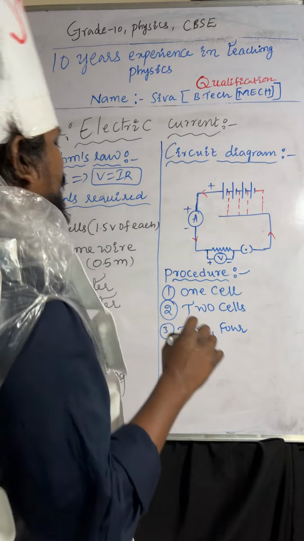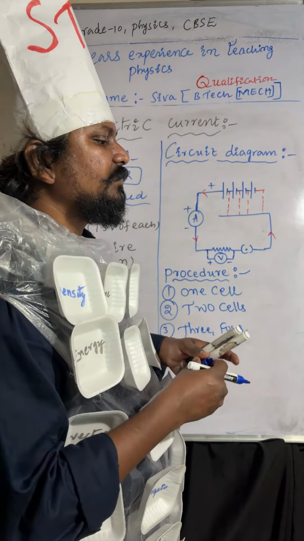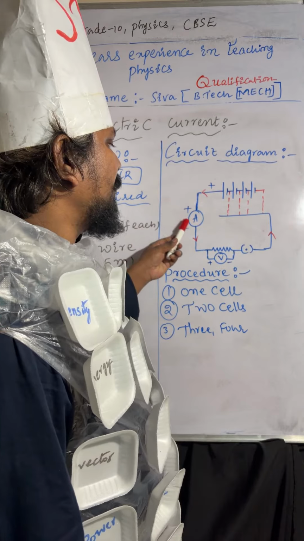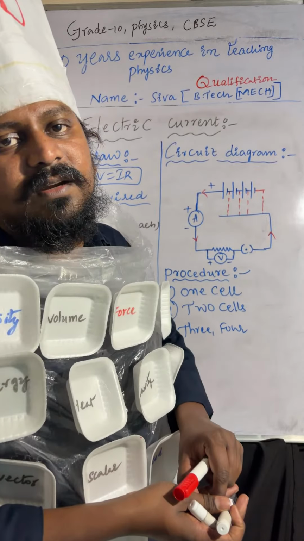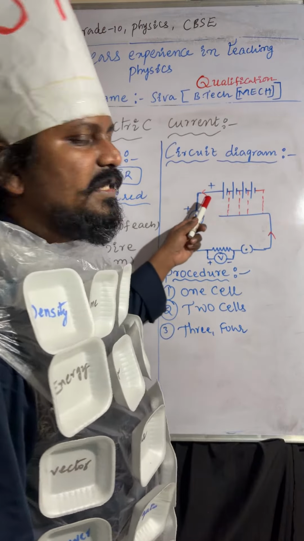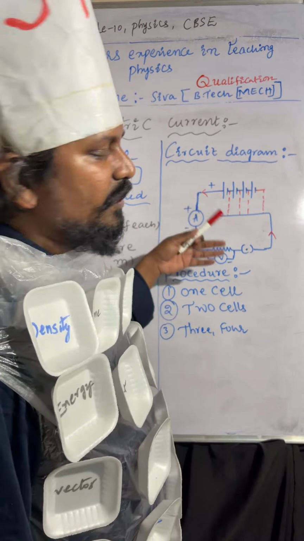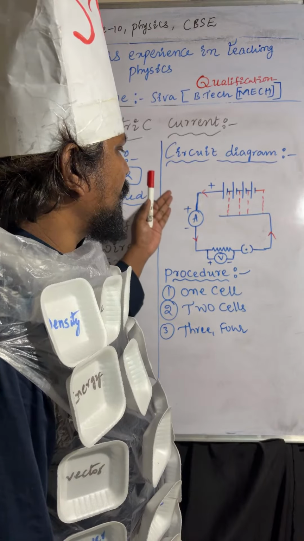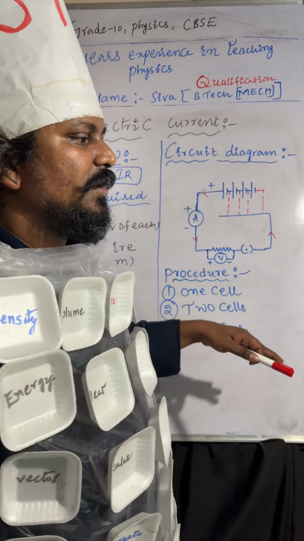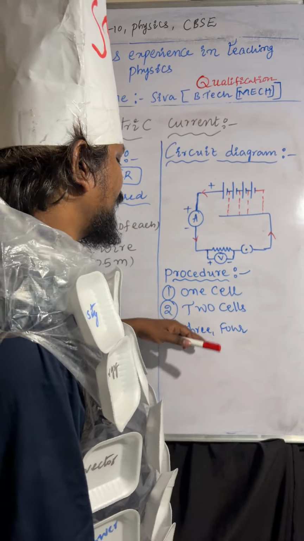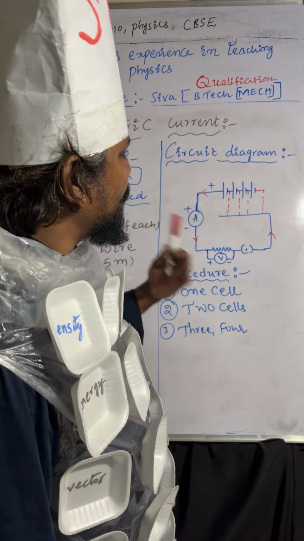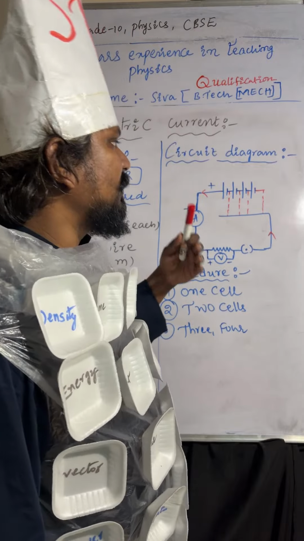So here you can observe, first you have to connect one cell and note down the reading of the ammeter and voltmeter. Ammeter reading is current, voltmeter reading is potential difference. After that you have to connect two cells, and again note down the readings of the ammeter and voltmeter and repeat the process for 3 and 4. So connect 3 cells, note down the readings, and repeat for the fourth cell also.